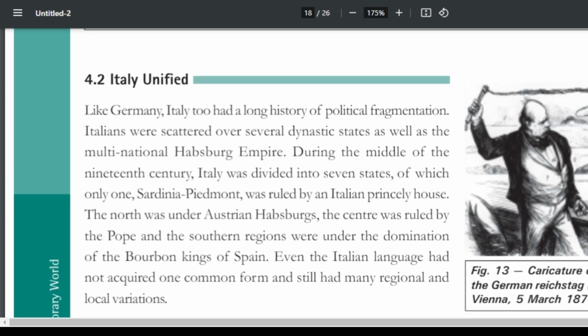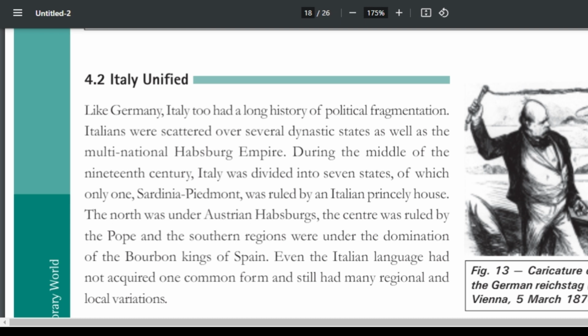Italy unified. Like Germany, Italy too had a long history of political fragmentation. Italians were scattered over several dynastic states as well as the multinational Habsburg Empire. During the middle of the 19th century, Italy was divided into seven states, of which only one, Sardinia Piedmont, was ruled by an Italian princely house. The north was under the Austrian Habsburgs, the center was ruled by the Pope, and the southern regions were under the domination of the Bourbon kings of Spain.